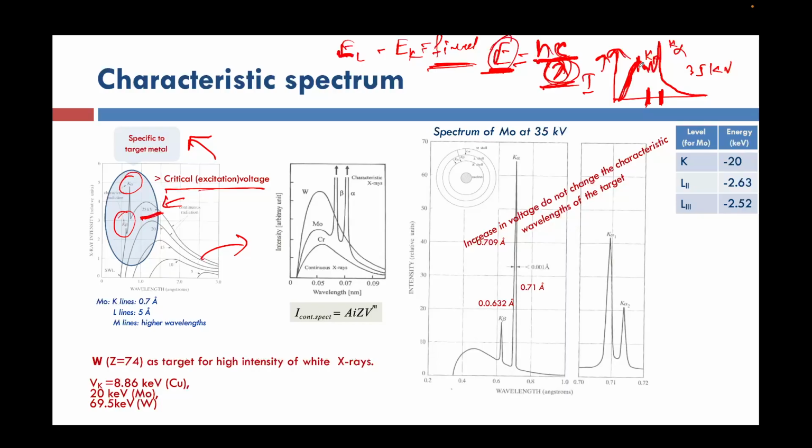Always remember, when I am applying a voltage which is more than the excitation voltage, the increase in voltage does not correspond to the characteristic wavelength. Why? Because the wavelength corresponds to the energy, and the energy between the K shell and L shell, or let's say the outer shell and inner shell, for a particular material is always constant. So that will not change. That is why an increase in the voltage has nothing to do with the characteristic wavelength of the target.